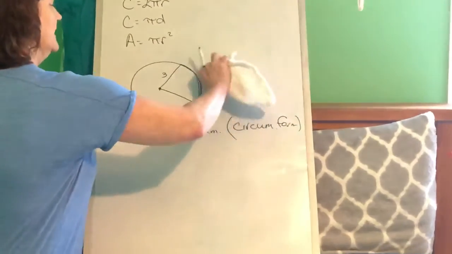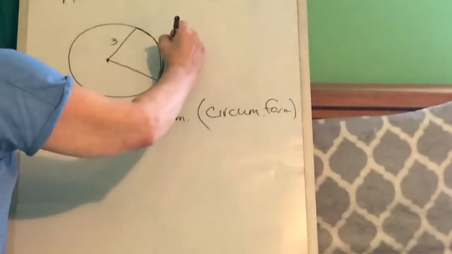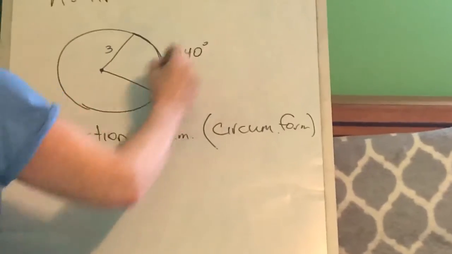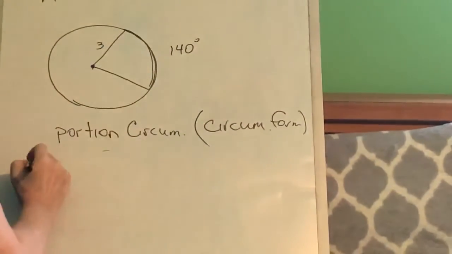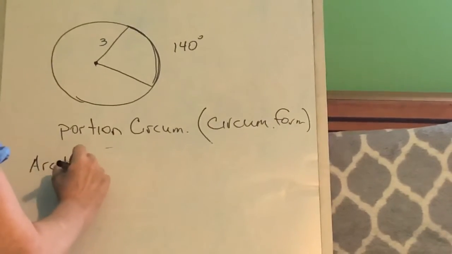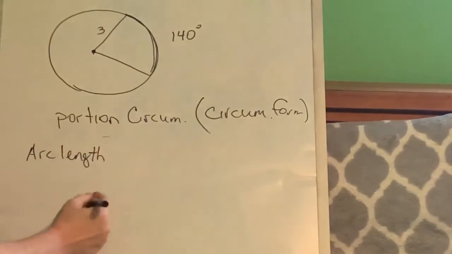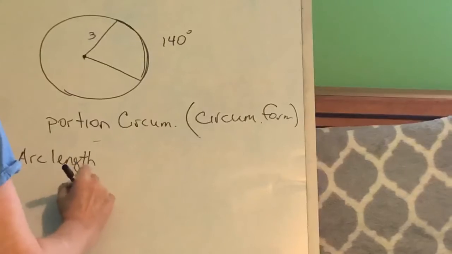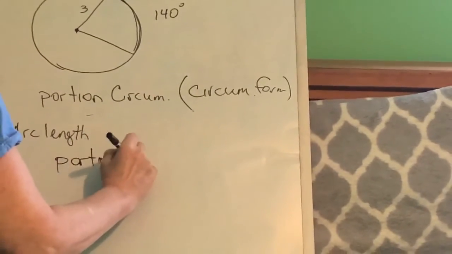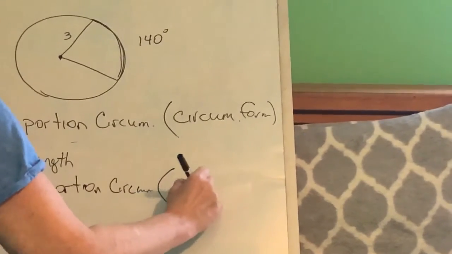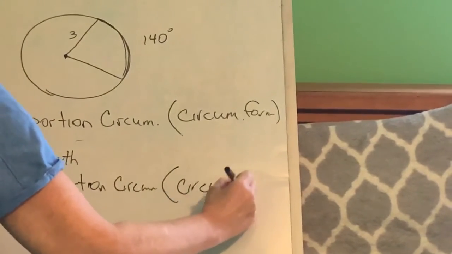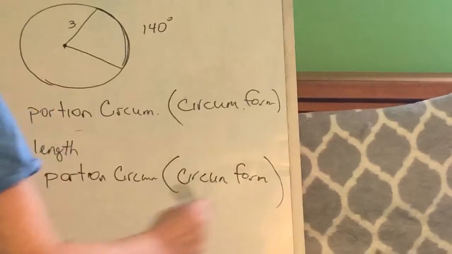let's use a different value. Instead of 50 degrees, what's my next one I've got? Let's do 140 degrees. We'll just choose one here. Okay, so again, if I want to find the arc length, that's what we're looking for, the arc length. And it's equal to the portion of the circumference that we're looking at times the circumference formula. I already had that written there. Okay, well, I guess it didn't hurt me too much to do it again.